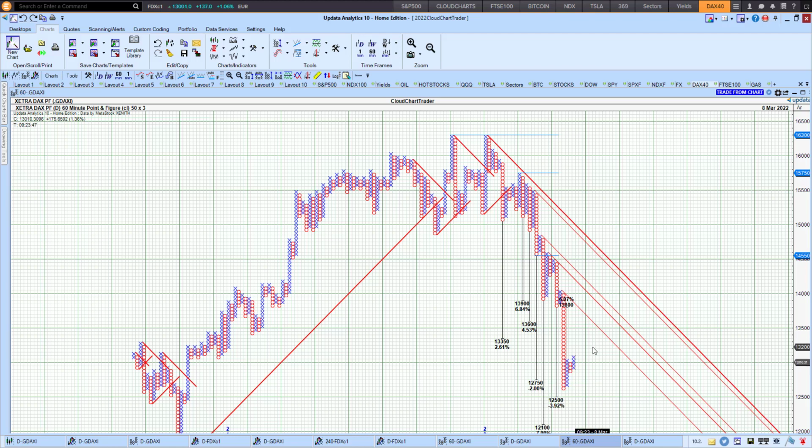So your point and figure chart targets are calculated or activated as soon as the price action dips below a particular level of that low. That activates the target to the downside. Targets to the upside in this case would be activated once we get past these levels here. But so far now we have a 13,800 upside target on the 60-minute 50 by 3, and we've got these trend line resistance zones to deal with when we get to that particular point. But that's kind of how we calculate the targets.